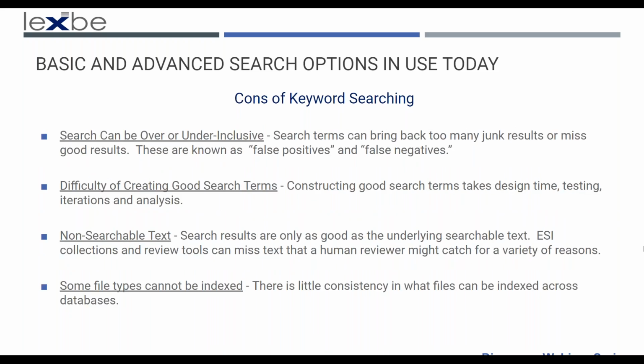You can find that your search could be over or under inclusive. So this means that your search terms could bring back too many junk results, or they could even miss some good results. These are called false positives and false negatives in terms of searching. So this could be that maybe you have a search string that is pulling in a word that's too common across all of your documents. We see this sometimes where you might expect to get fewer results, but because you just included this one word that is in a large population of your corpus of documents, it's pulling in too many results, and that can create problems for you to understand what's really important versus what's not.